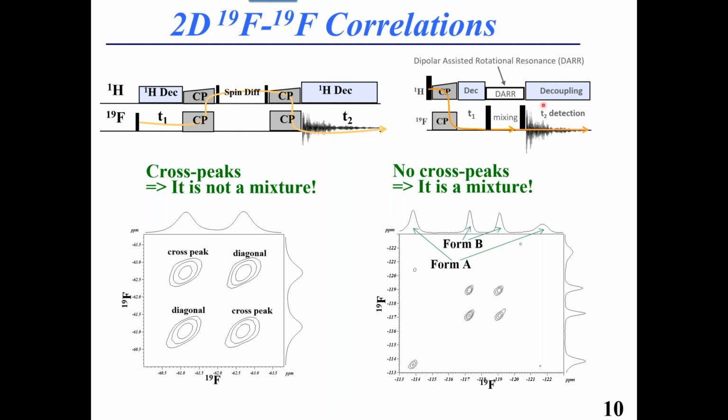So nowadays, actually at Vertex, and I'm sure elsewhere, everybody is using more efficient sequences like dipolar-assisted rotational resonance, or DARR, that would definitely show all the cross peaks on these mixtures.